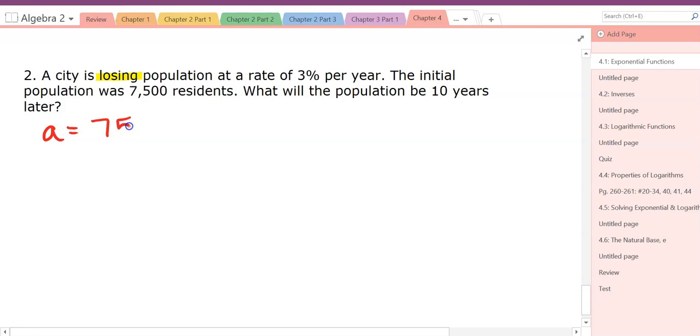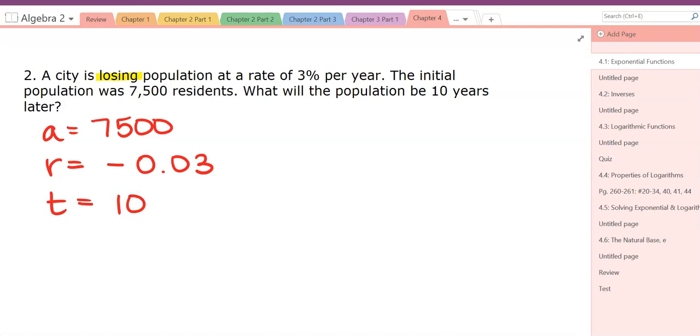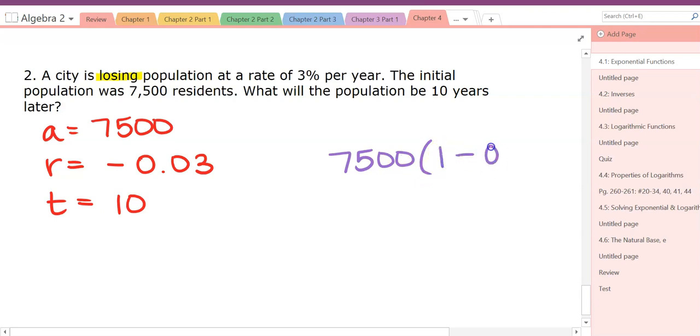Good. What's our rate? Good, 0.03. Now I'm going to go ahead and write a negative 0.03 because they are losing people over time. And how much time are we looking at? 10 years. So I would have typed it in my calculator like 7,500 times 1 minus that 0.03 raised to the 10th power.